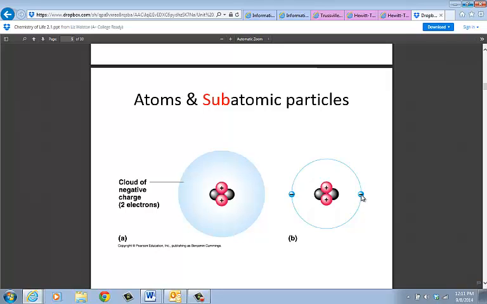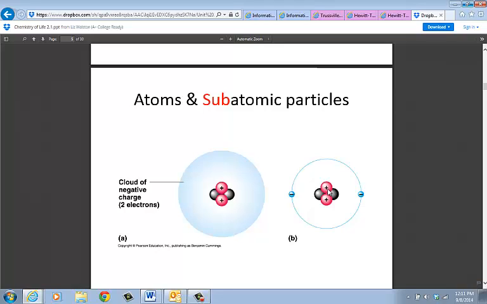The electron has a negative charge, and that's found outside in what's called the electron cloud. So the number of electrons will equal your number of protons. This is an important concept. Your protons equal your electrons in a neutral atom.